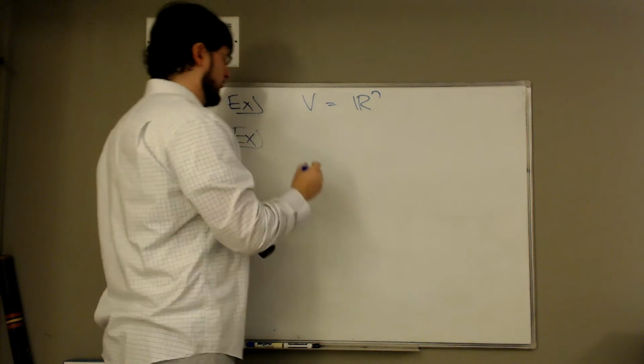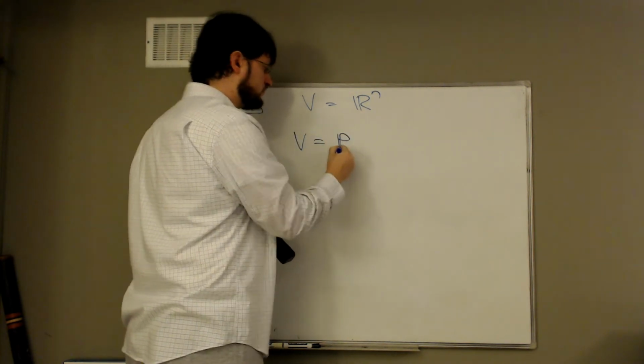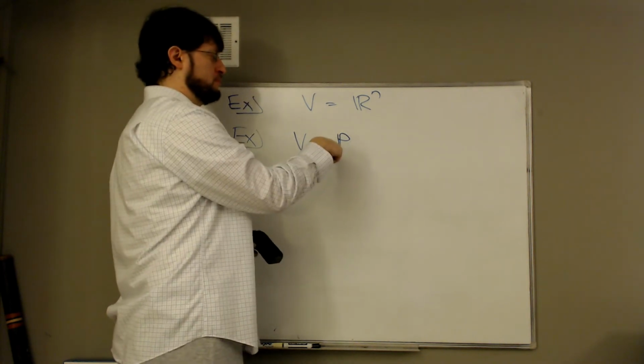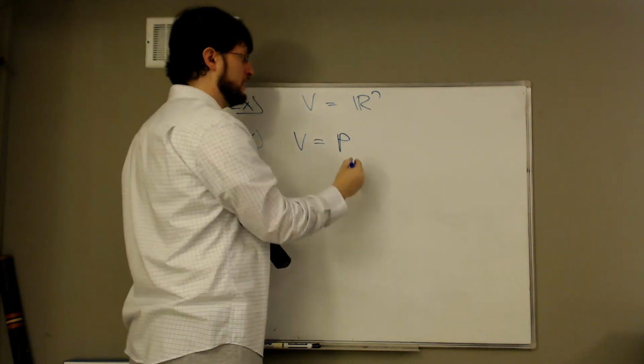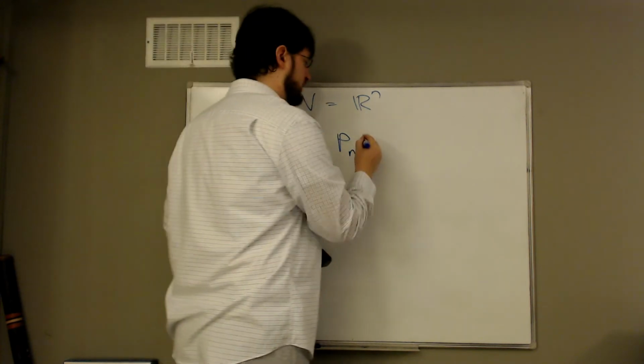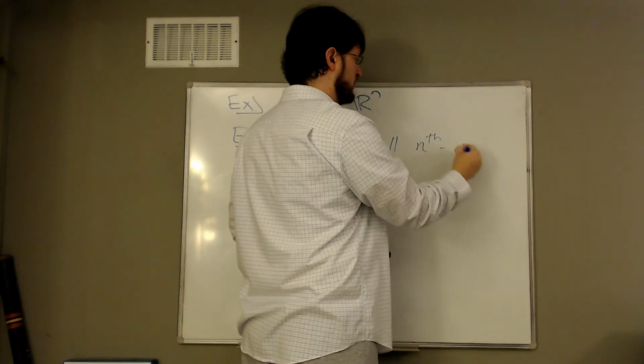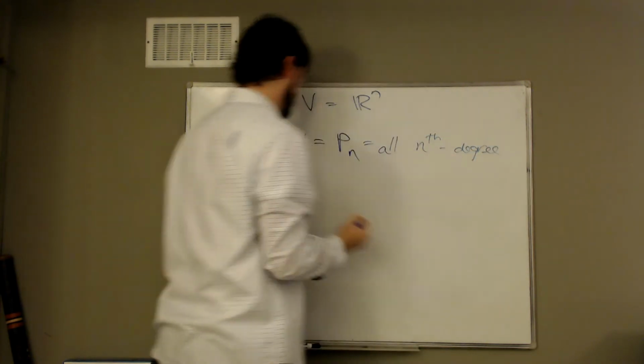Here's another one. All right, so this is a different notation. This is a script P, or a block P, and we're going to call this P sub n. And what this is, is all nth degree polynomials.